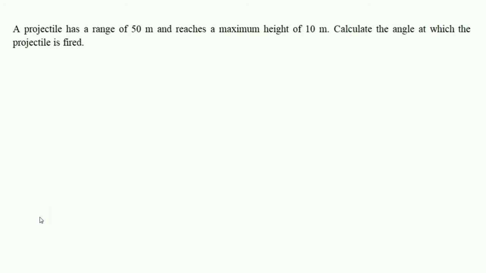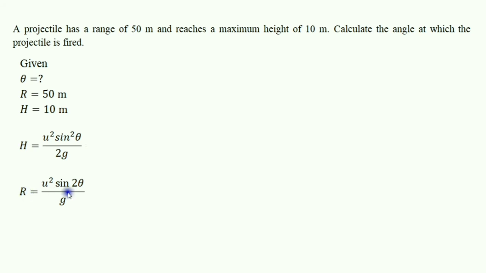And one more question. A projectile has a range of 50 meters and it reaches a maximum height of 10 meters. Calculate the angle. Now the things which are given are range and height, and you have to find theta. We know the formula for h is this, the formula for r is this. Now you can put the values for h and r and divide these two equations, then you will get the answer. So the angle will come as theta is equal to tan inverse 0.8. So please try this question, put the values and divide the two equations.